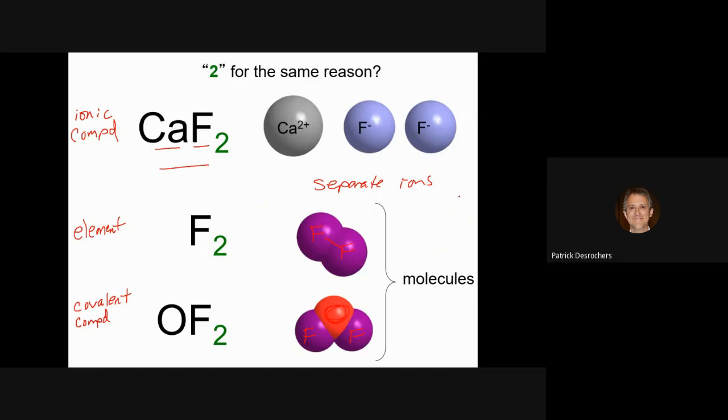Do you remember in chapter 7 when we were talking about separate ions? In what context were we talking about separate ions? What idea from chapter 7 is related to ions that are separated? Part of a battery, part of any battery.